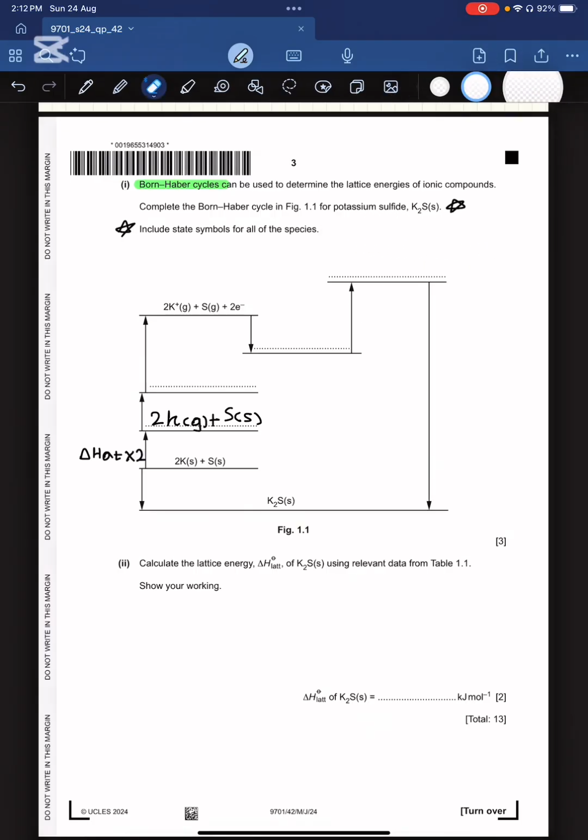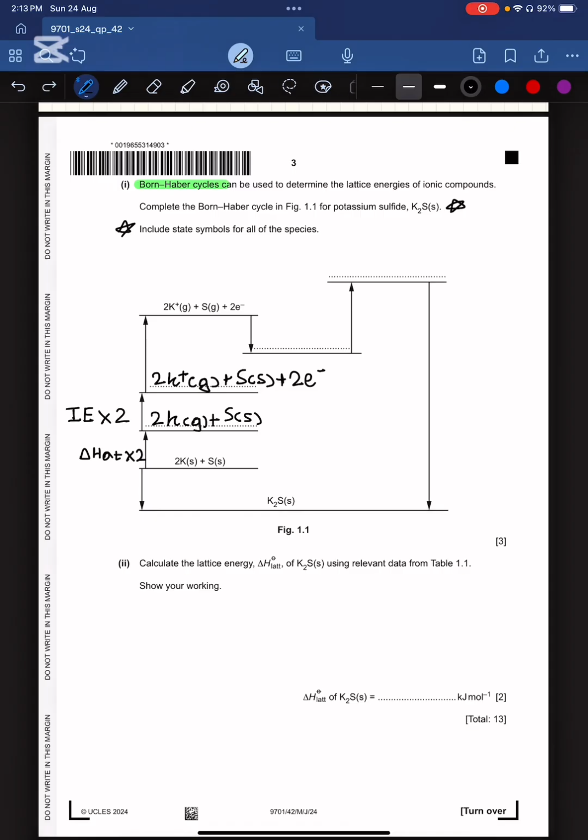Therefore, I can just multiply the entire equation by 2. Now I have 2 moles of potassium, and I need to lose 2 moles of electrons, one from each, to form 2 moles of potassium ions, which have a plus one charge. So this becomes 2K plus gas. See, I reached it, plus S solid plus 2e minus. So what was this? This was ionization energy of potassium times 2.